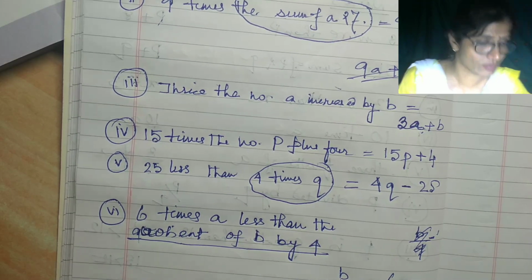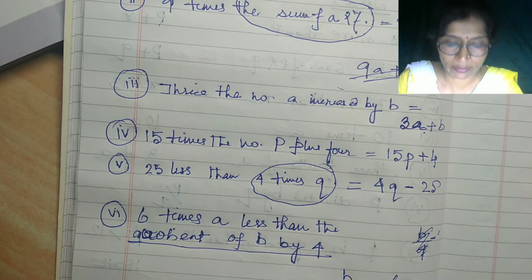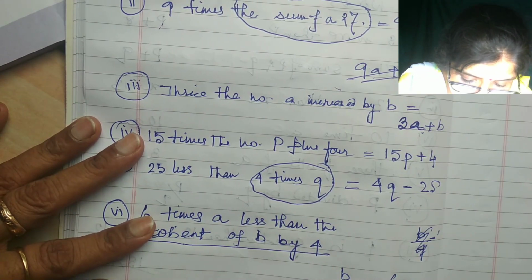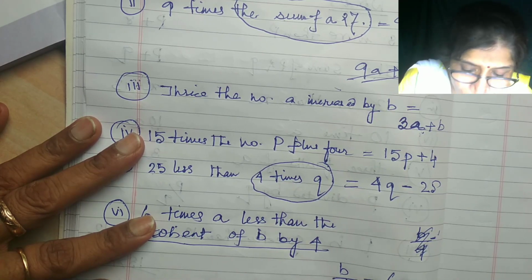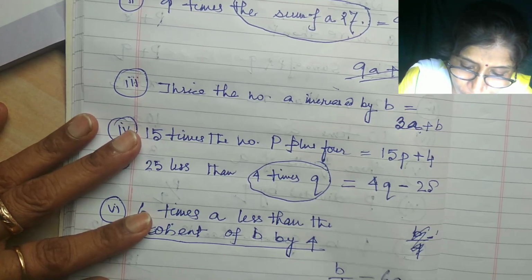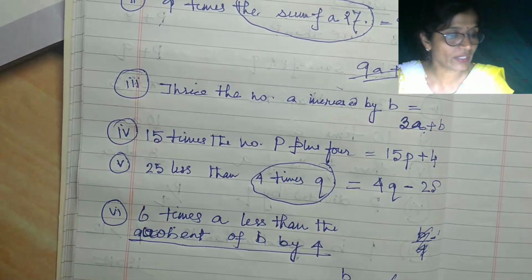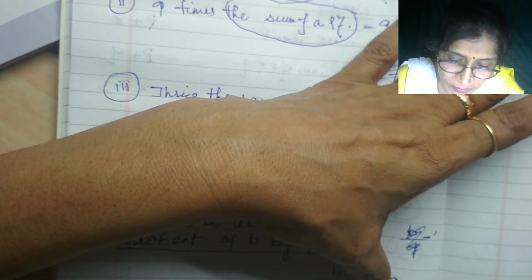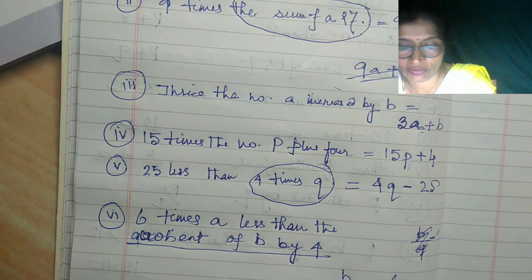Seventh, the square of sum of a and b. The square of what? Sum of a and b. So a plus b is the sum of a and b, and then square of that. They are saying the square of sum of a plus b.